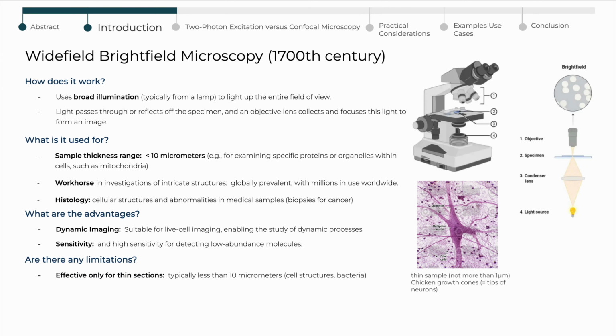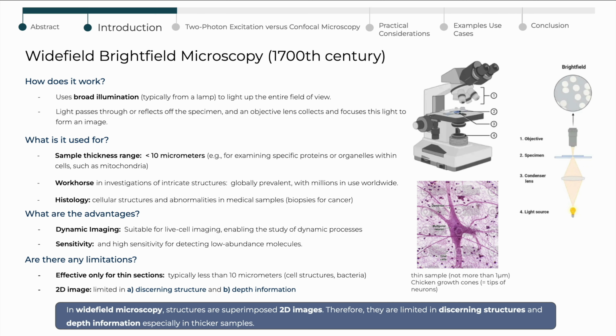However, there are limitations. First, it's only effective for thin sections, something less than 10 micrometers. And it also provides 2D images, which are limited in discerning structure and depth information. So in summary, wide field microscopy structures are imposed in 2D images. Therefore, they are limited in discerning structure and depth information, especially in thicker samples.